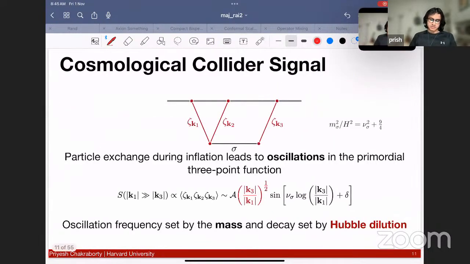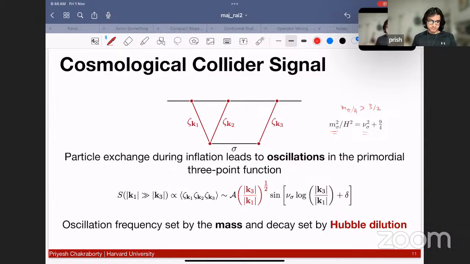Right. So in the cosmological collider signal, what is it? Some exchange of some heavy degree of freedom, some massive particle sigma, in the bulk of the inflationary space. Instead of the mass, I'll often be referring to this new parameter which keeps track of the mass. Specifically over here, this m sigma over H will be larger than 3/2 for technical reasons.